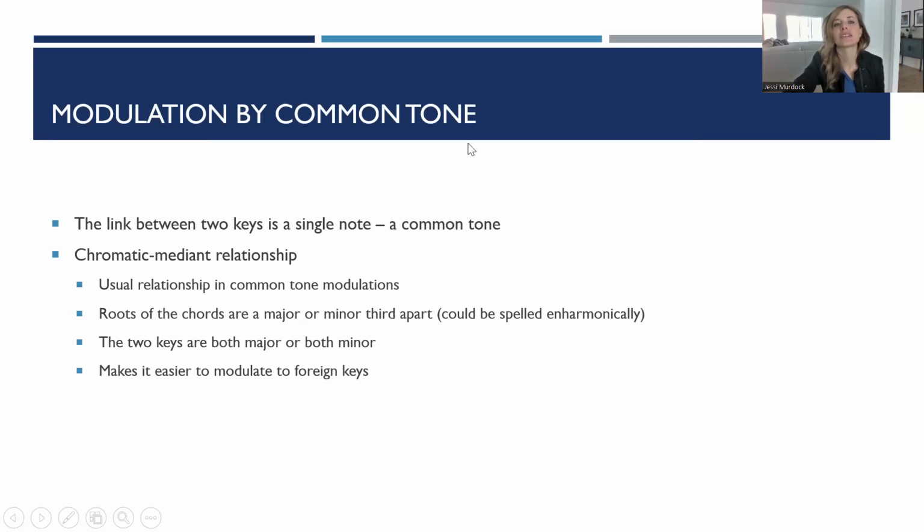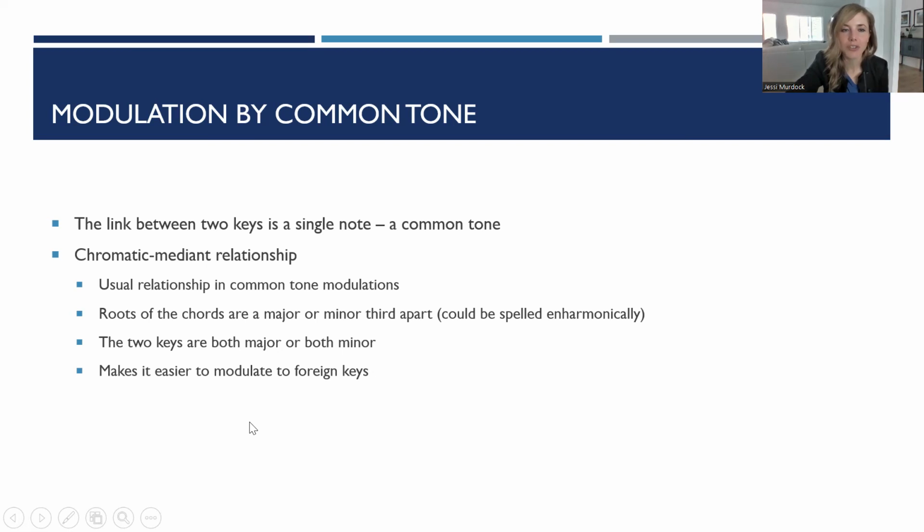Most of the time, these kinds of modulations have that chromatic mediant relationship, like what we were talking about with that Schubert example, okay? So the roots of the chords are usually a major or minor third apart, okay? That's the mediant part, okay? But it's going to be not diatonic, right? So like a chromatic third apart, okay? So usually the two keys are either going to be like major and major, right? So like we saw C major and E flat major and G flat. We didn't go to C major and then E flat minor, right? Because E flat minor wouldn't have a common tone, okay? It wouldn't have G anymore, it would have G flat.